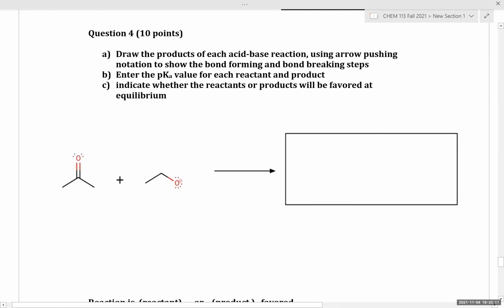Okay, now we're dealing with some acid-base questions. We're asked to draw the products of each acid-base reaction, enter the pKa value for each reactant and product, and indicate whether the reactants or products will be favored at equilibrium. Okay, so we have a ketone. What is the pKa of a ketone alpha position? Approximately, give or take. It's about 20 to 22. I'd say 22 to differentiate it from the aldehydes.